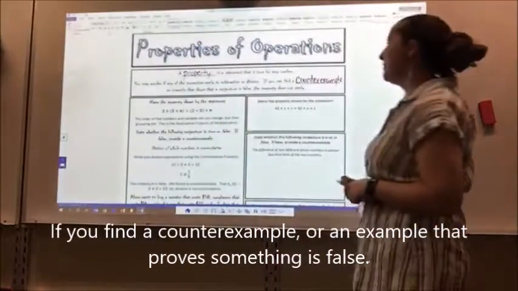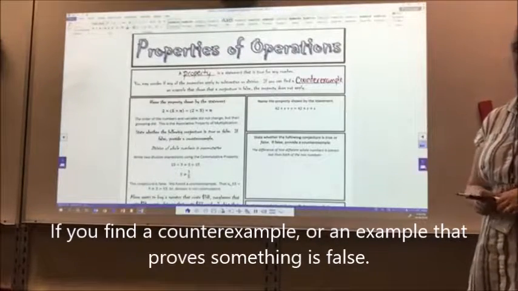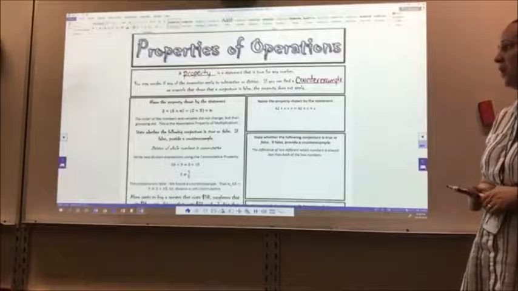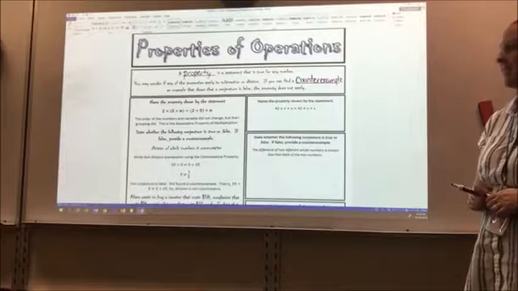So a property is a statement that is true for any number. You may wonder if any of the properties apply to subtraction or division. If you can find a counterexample, or an example that shows that a conjecture is false, the property does not apply.